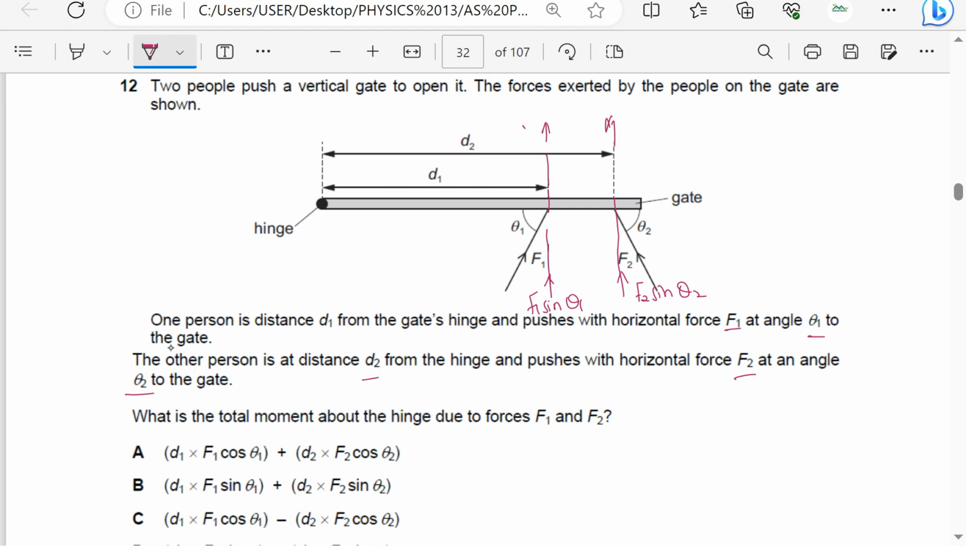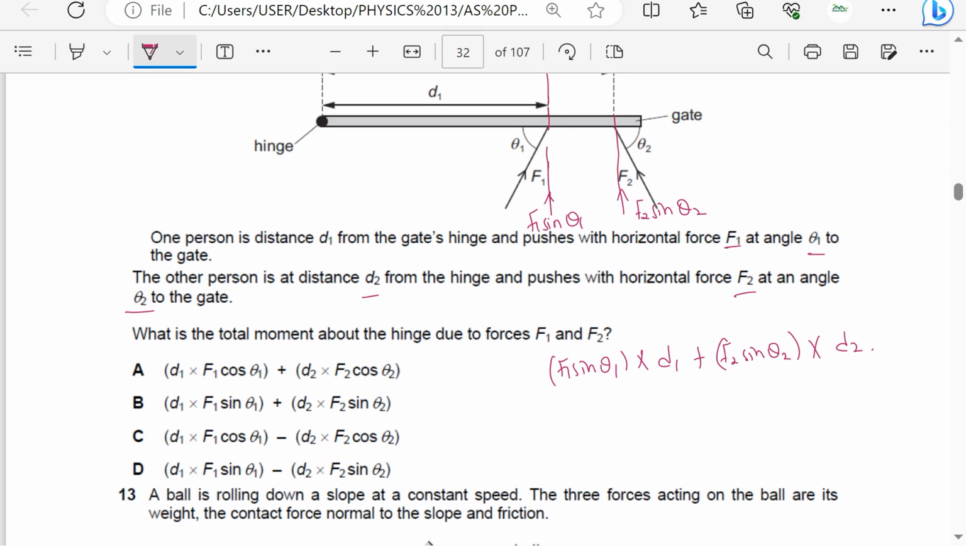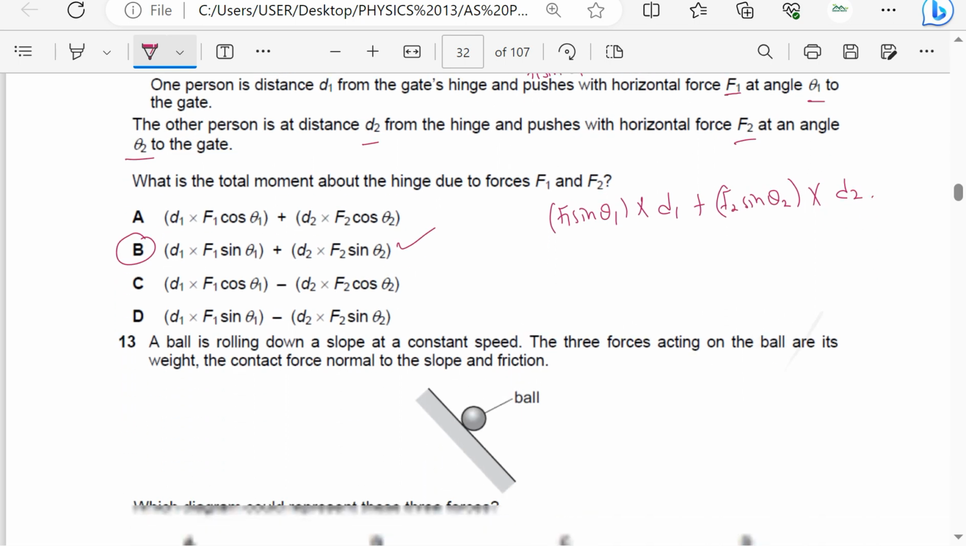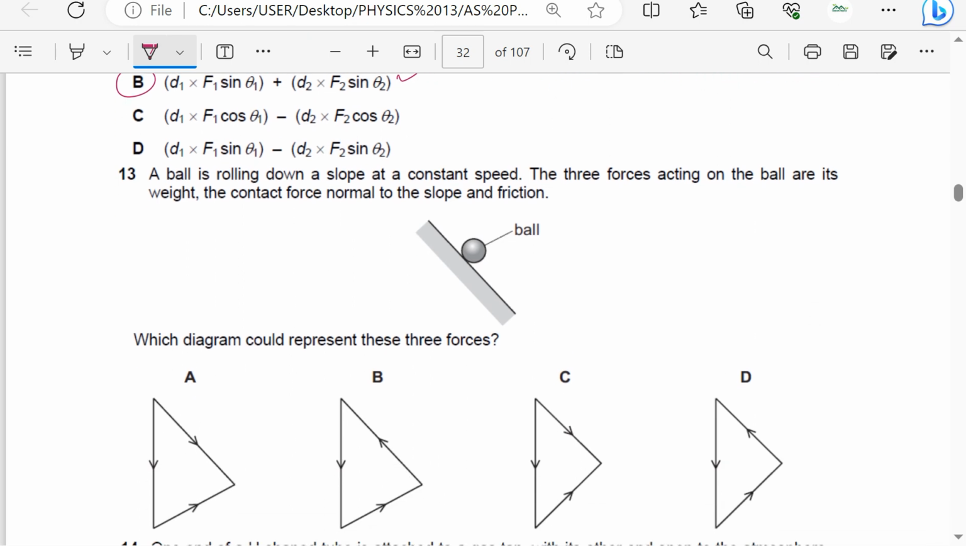This is going to cause anticlockwise. This is also going to cause anticlockwise. So total moment is going to be F1 sine of theta 1, that is the force, times perpendicular distance, which is d1, plus F2 sine theta 2, that is the second force, perpendicular distance is d2. So the answer here is automatically going to be B: D1 times F1 sine theta 1 plus D2 times F2 sine theta 2. That is correct.